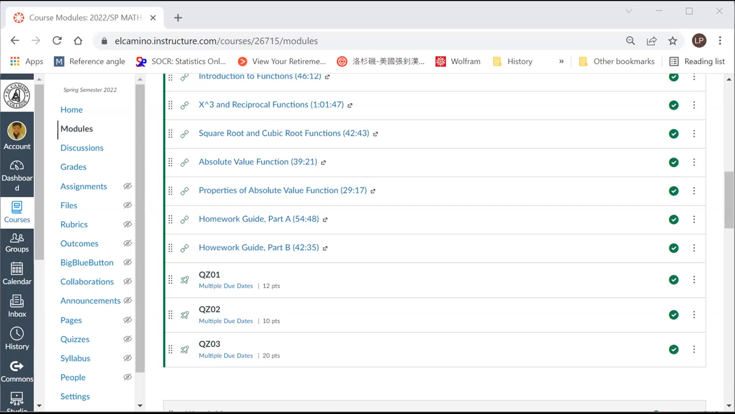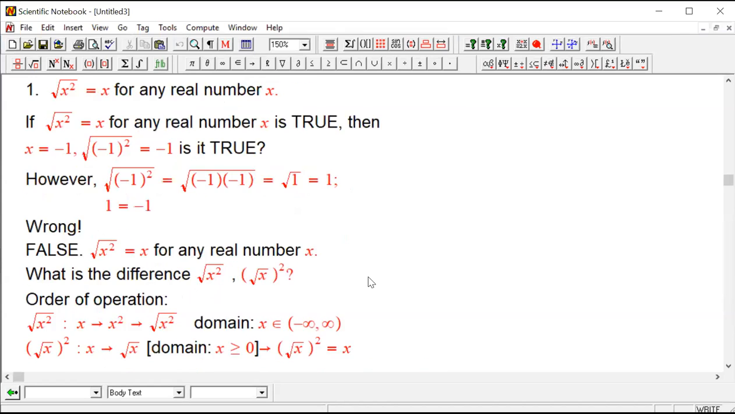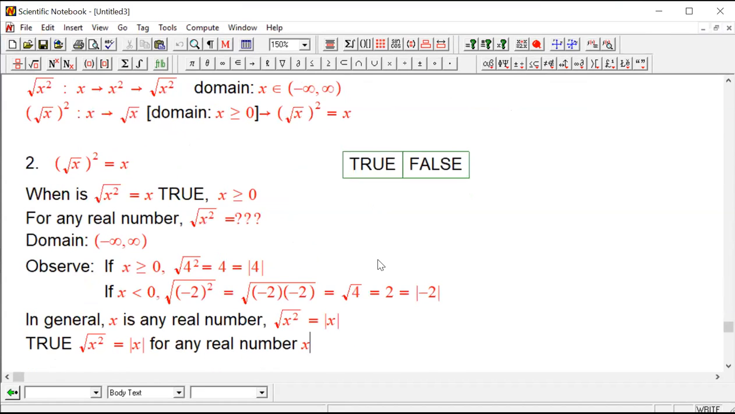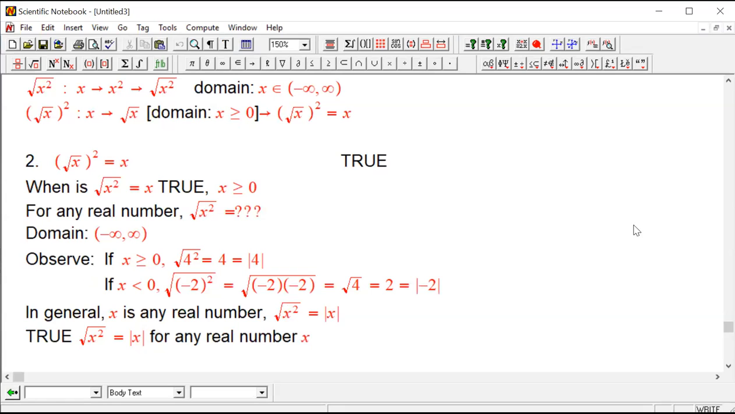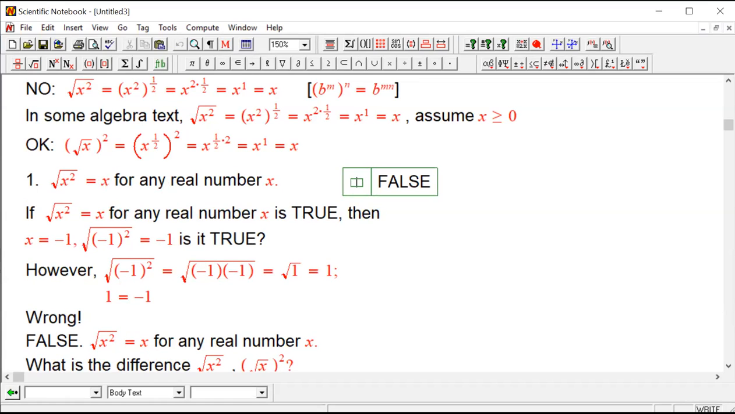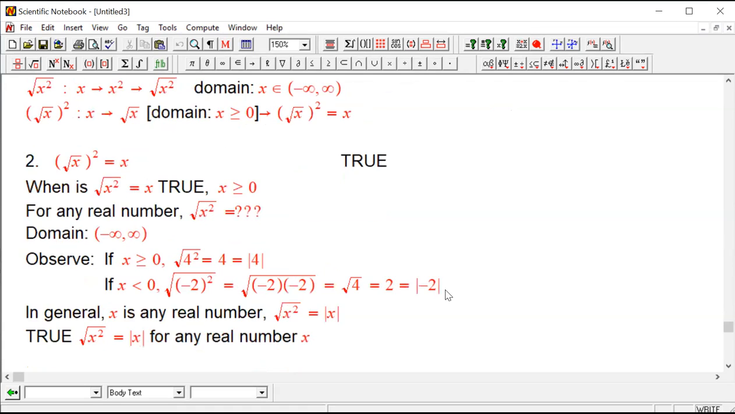All right, so let's go back. That's number one, number two. The first one is false, the second one is true. So let's see if I can delete this. So this is true, and this guy is false. I cannot delete that other one.